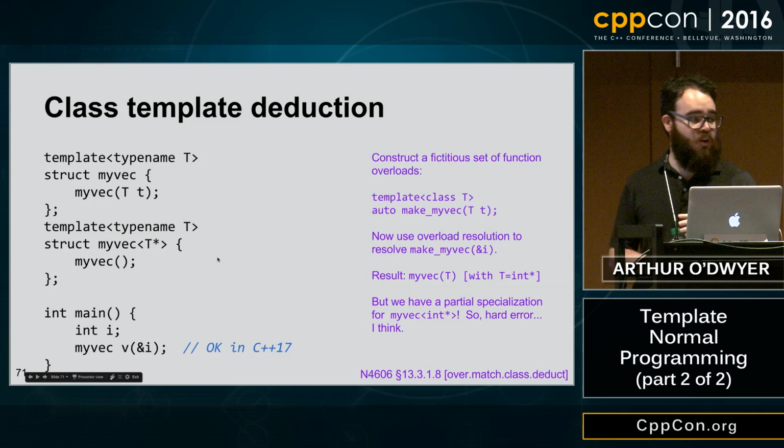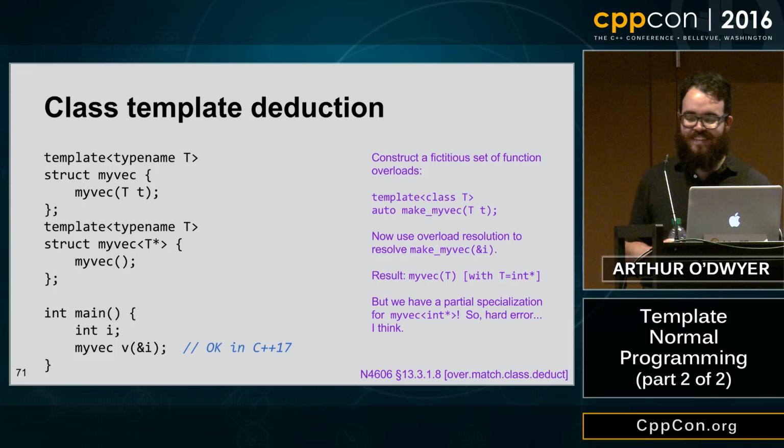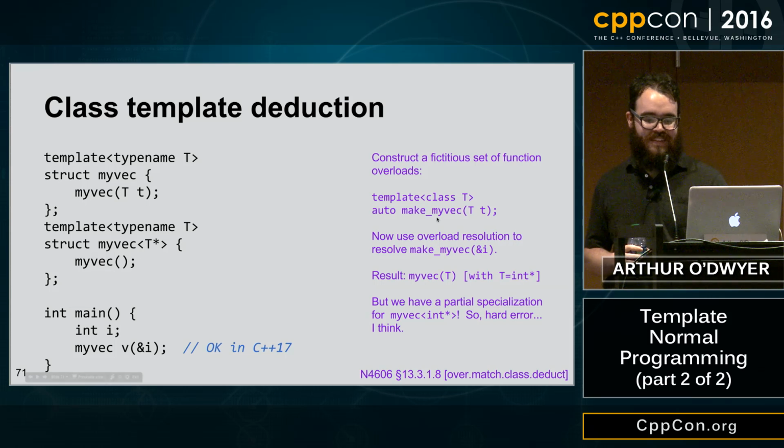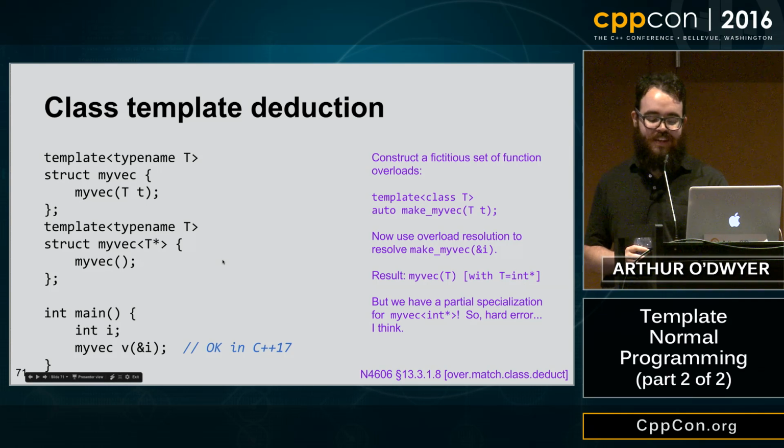Or in this case, where I have a partial specialization of a class template, it's super unclear. I think not only will the compilers disagree once this is implemented, but I think the standard needs a little bit of love in this instance. But in this case, it sure looks like we would get a compiler error because we're going to deduce that T is int star, and we're going to see that there's a partial specialization for int star, and we're going to try to call that constructor, and it doesn't exist, and we're going to have issues. So there's a little bit of work to be done on the specification yet.